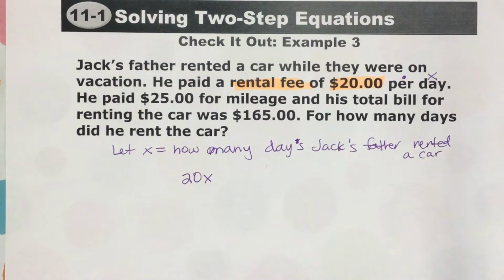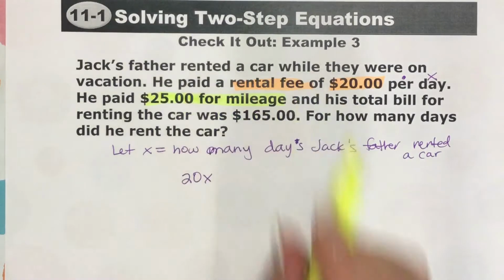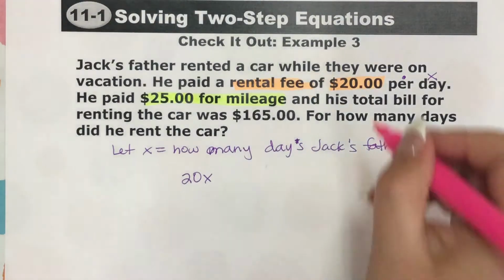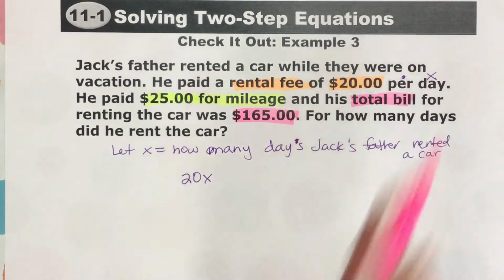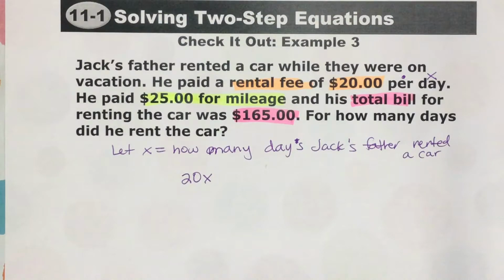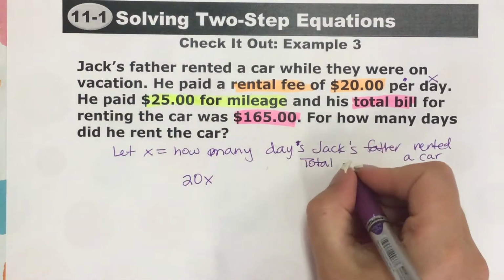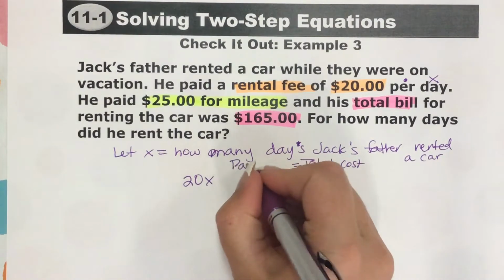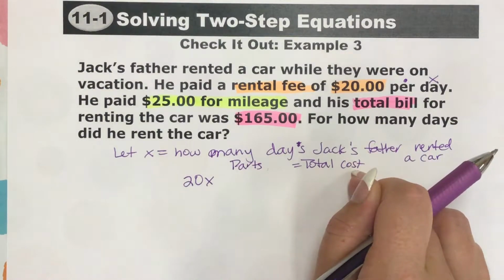Then he paid $25 for mileage. And his total bill for renting the car was $165. So sometimes you have these types of problems where you'll have a total, right? And they'll give you a total cost. And the total cost is equal to all of the parts. All the parts of the cost, they all add up to equal the total cost.